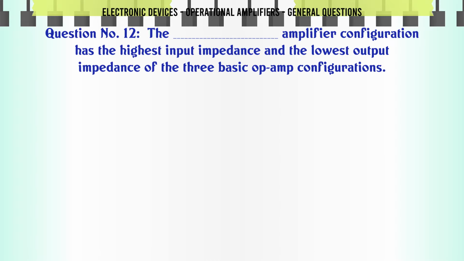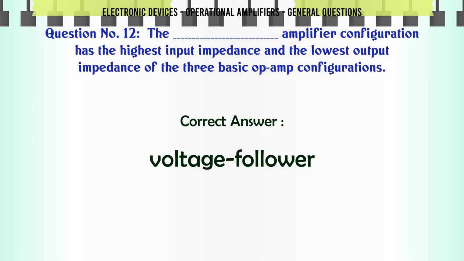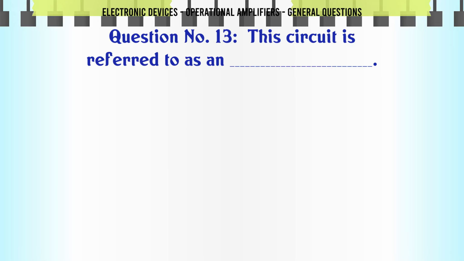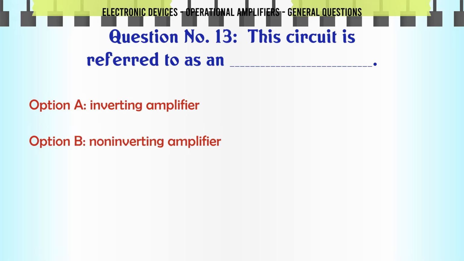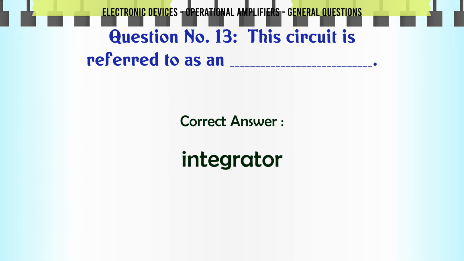Which amplifier configuration has the highest input impedance and the lowest output impedance of the three basic op-amp configurations? A. Non-inverting. B. Inverting. C. Voltage follower. The correct answer is voltage follower. This circuit is referred to as: A. Inverting amplifier. B. Non-inverting amplifier. C. Differentiator. D. Integrator. The correct answer is integrator.